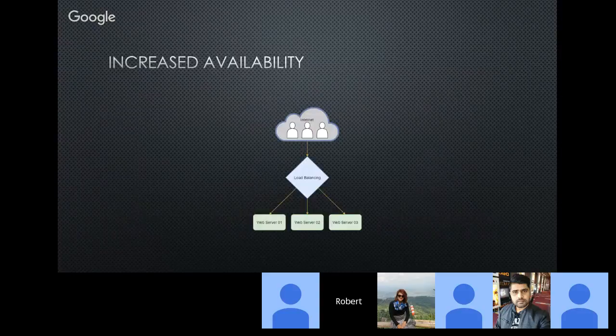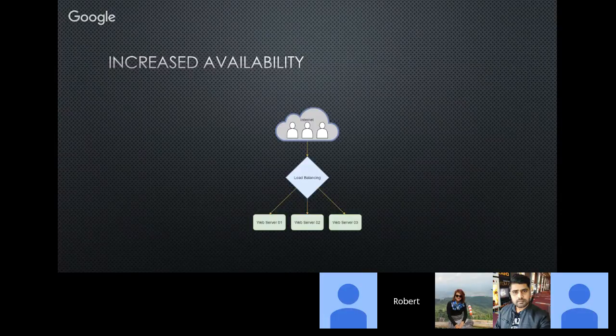So you also get increased availability with load balancing. And availability means that in the event of some kind of hardware failure, it's not a catastrophic situation, so that the application is still available in some form, and no users are denied access. There's no loss of service.